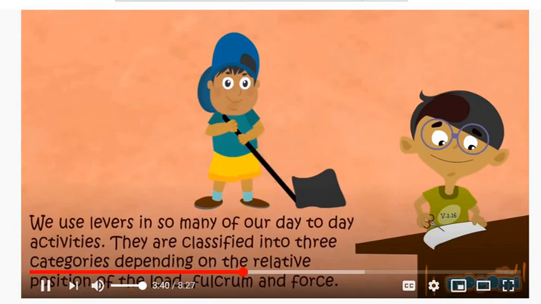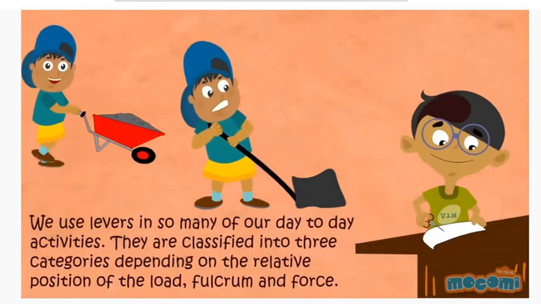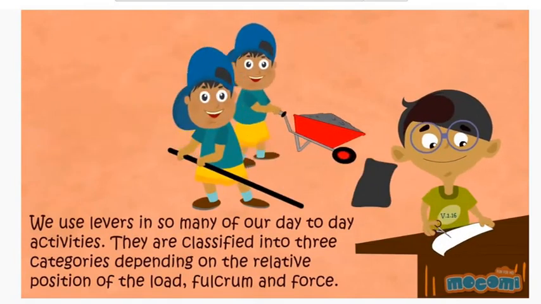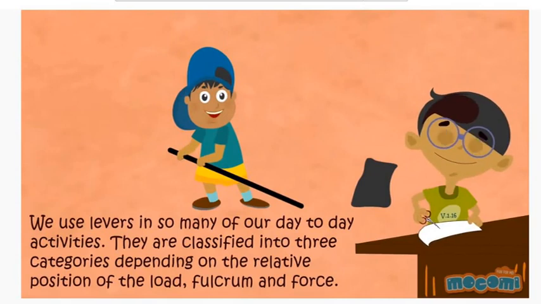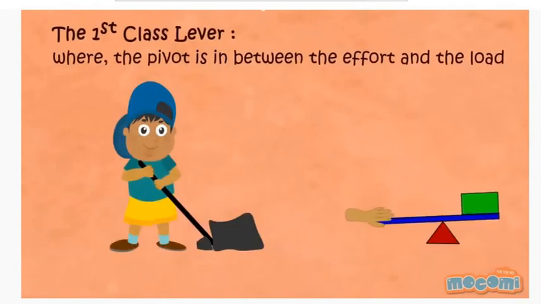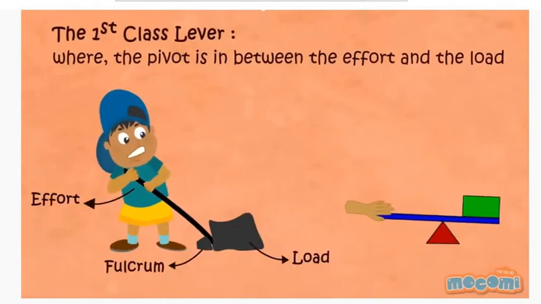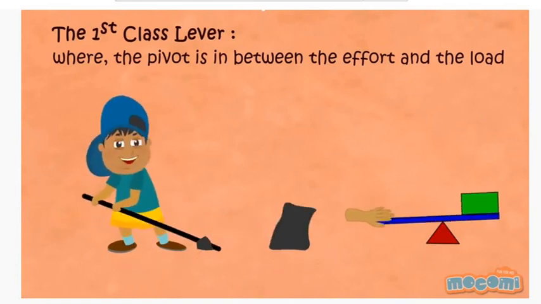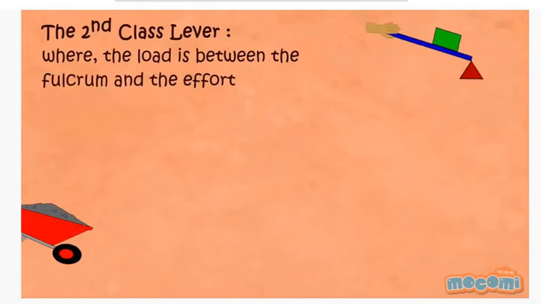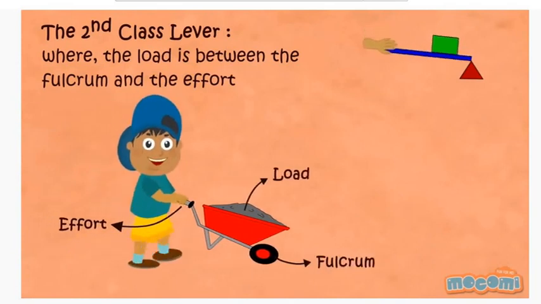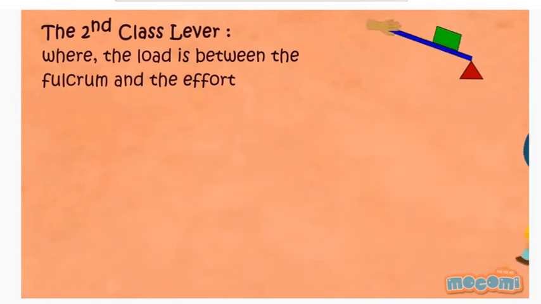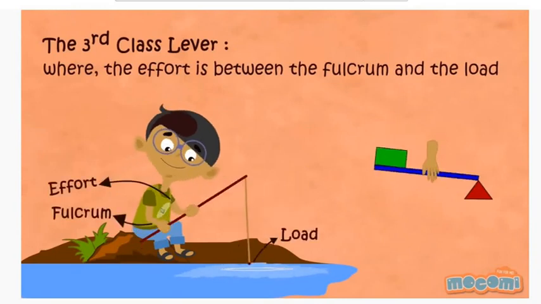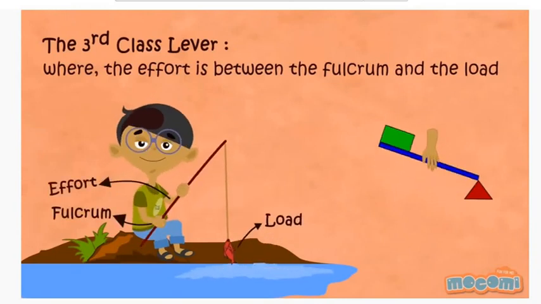We use levers in so many of our day-to-day activities. They are classified into three categories depending on the relative position of the load, fulcrum, and force. The first class lever, where the pivot is in between the effort and the load. The second class lever, where the load is between the fulcrum and the effort. The third class lever, where the effort is between the fulcrum and the load.